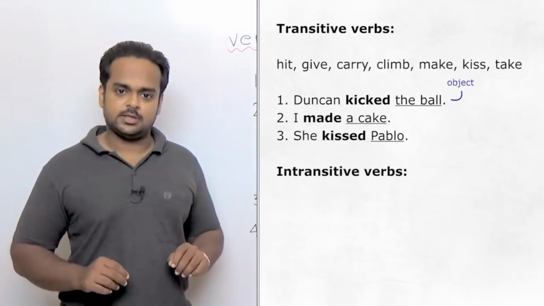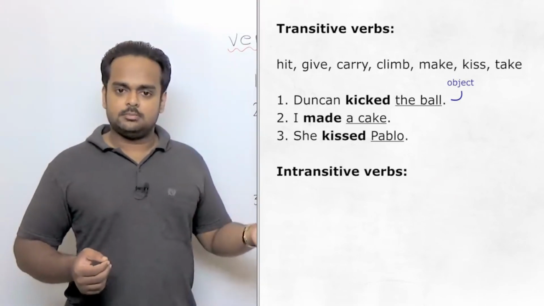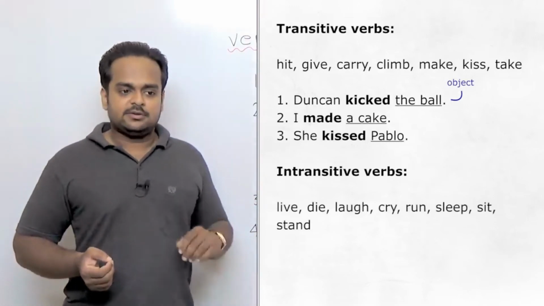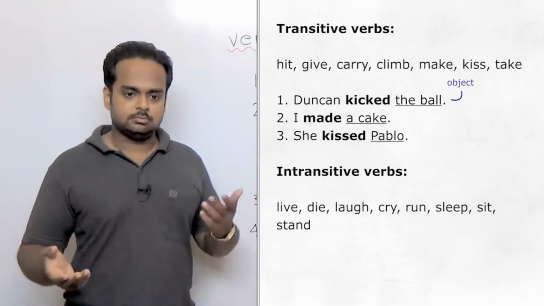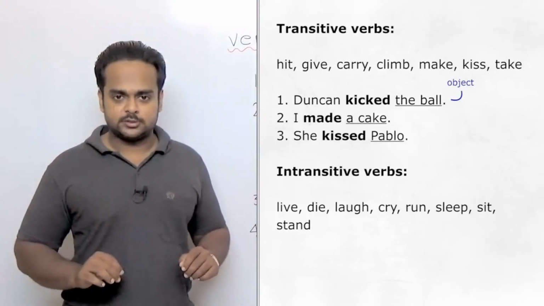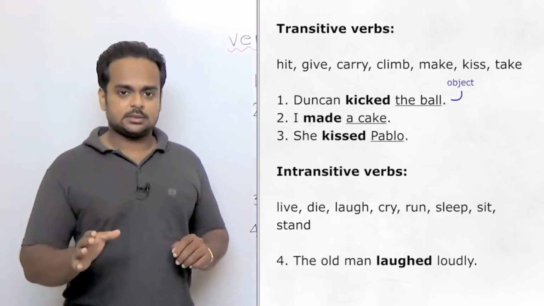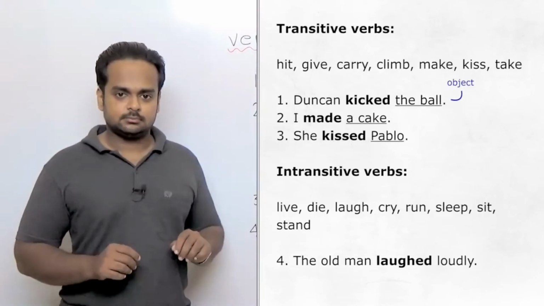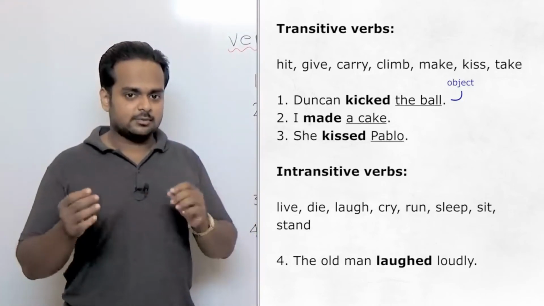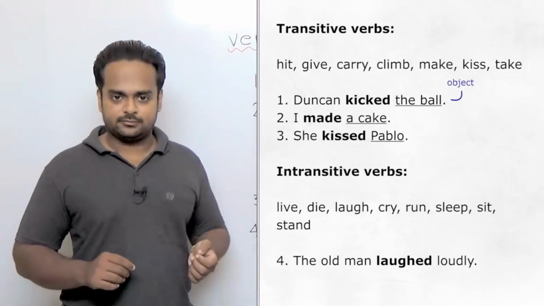What about intransitive verbs? Can you tell me what it means to be an intransitive verb? Well, that's a verb that does not take an object. For example, verbs like live, die, laugh, cry, run, sleep, sit, stand. These are all intransitive verbs. They don't take objects. For example, the old man laughed loudly. Notice that in this sentence, there is no object. We're saying the old man laughed, but then loudly is not a person or thing receiving the action. That's just an adverb that gives us information about laugh.